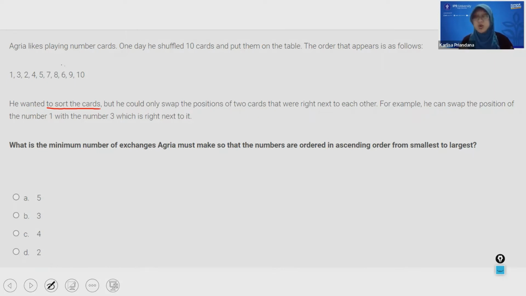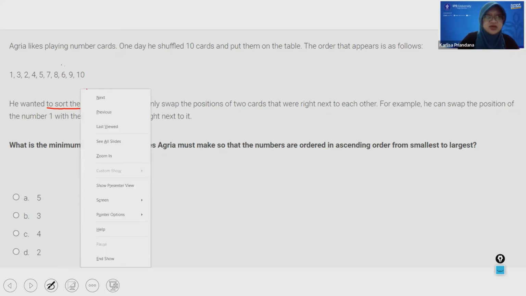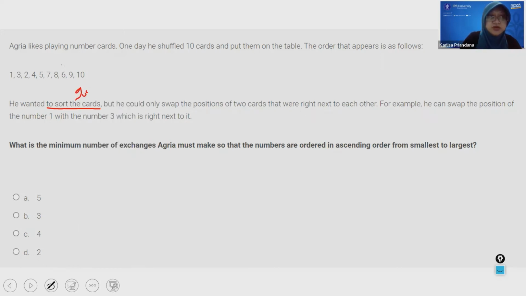So remember the goal is to sort the cards, but you also need to know the constraints. So for every problem, remember to always define the goal and always define the constraint. This is the constraint: he could only swap the positions of 2 cards that were right next to each other.